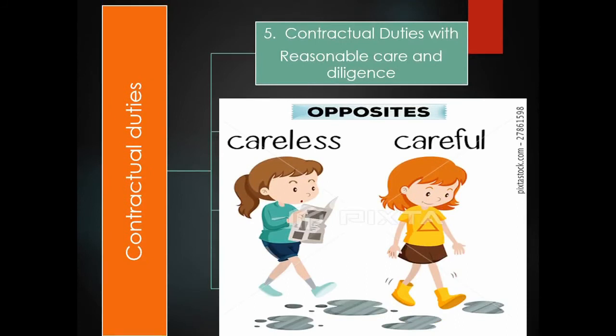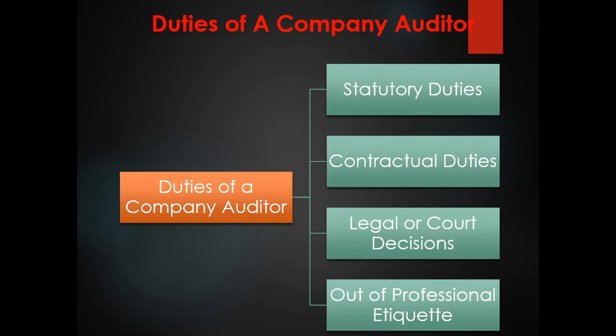Last one, contractual duties with reasonable care and diligence. In any case of fraud, in order to prove the auditor's innocence, he should prove that he has taken all the care and diligence. In any other situation, the auditor can also be found guilty. So, in order to prove that he is innocent, he has to prove that he has taken all the reasonable care and diligence. Of course, of the duties of the auditor, we have completed two categories, statutory duties and contractual duties.